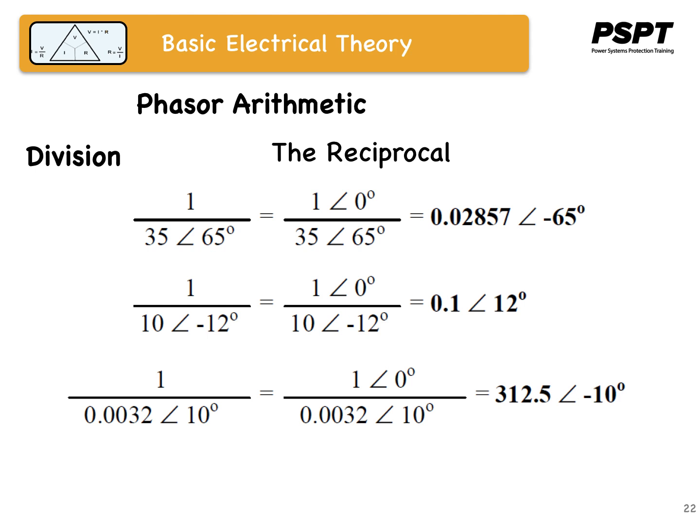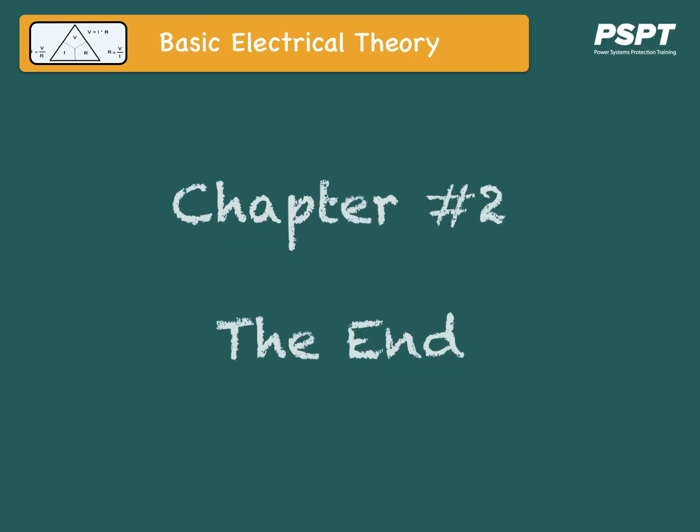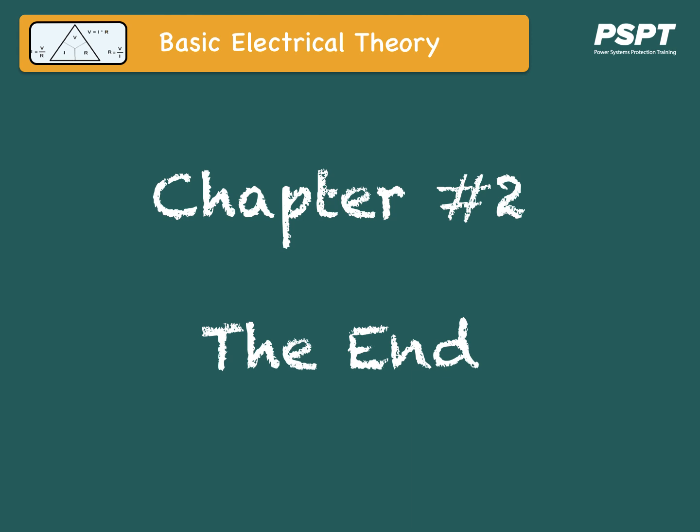And I'll let you just look at that. We don't have to repeat it all. And if you have a reciprocal of 1 over the phasor 0.0032 at 10 degrees, that's the same as 1 at 0 degrees all over 0.0032 at 10 degrees, which results in 312.5 at minus 10 degrees. And this ends chapter 2.